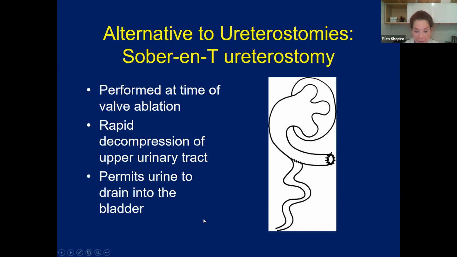There is one diversion that is worth mentioning, and that's a Sober ureterostomy. I have an N of 1, so it's not done very often. It's performed at the time of valve ablation. It's rapid, and you are able to decompress the upper tract by having a side port here, a ureterostomy, and then you do an end-to-side anastomosis, and then the urine has the ability to drain into the bladder so that the bladder is not left defunctionalized. And we did that when a little guy whose creatinine rose to 3.5 and stayed there, and it was a great way to temporize.